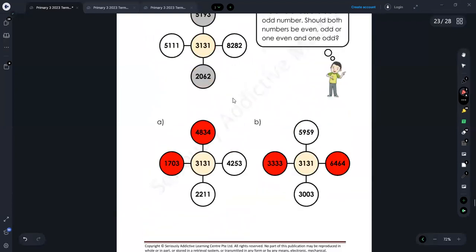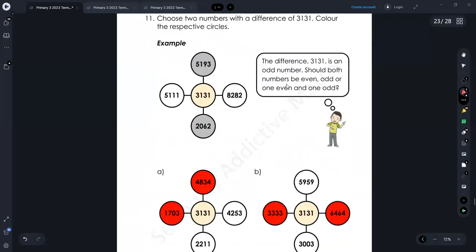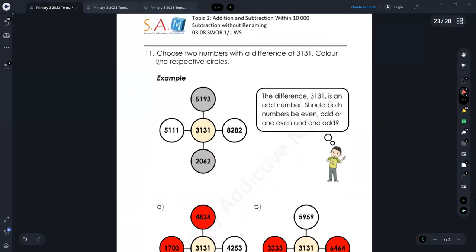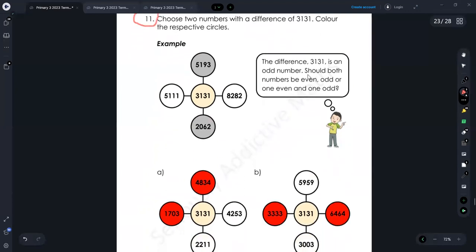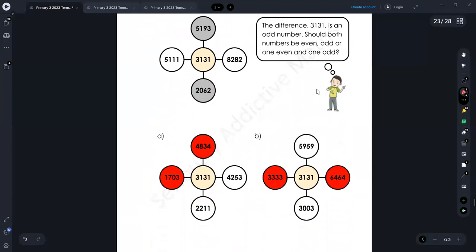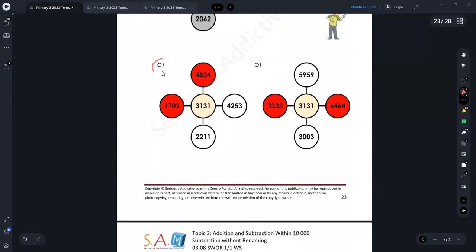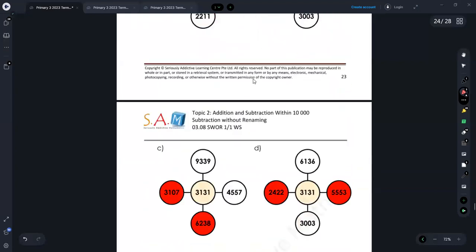So these questions are a bit time consuming, but it always gets them to think about the question here. So maybe do 11 as well. Difference, choose 2 numbers with a difference of 3,131. For here, there's some kind of logic. They need to guess the difference. 3,131 is an odd number. So ask them, should both numbers be even, odd, or one even and one odd? In order to get an odd number, you must have one even, one odd. Otherwise, you will get an even number. So demonstrate one, get them to do one, okay?